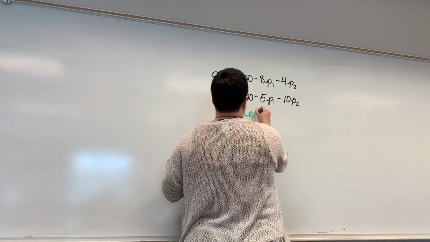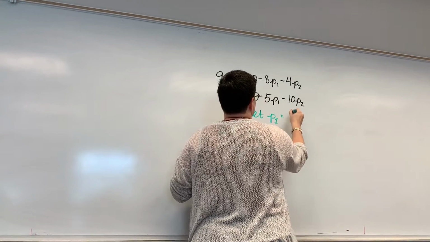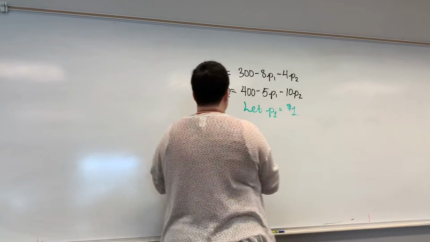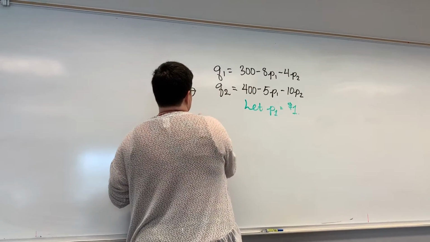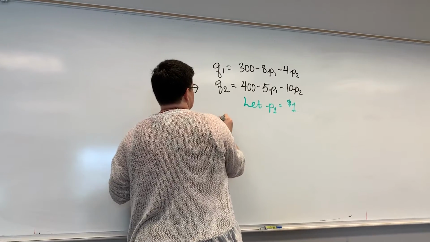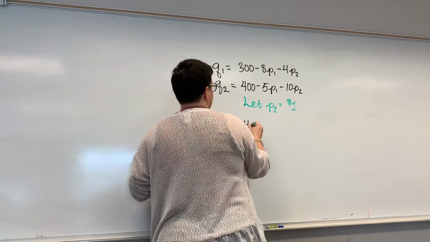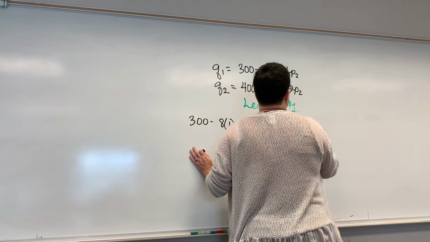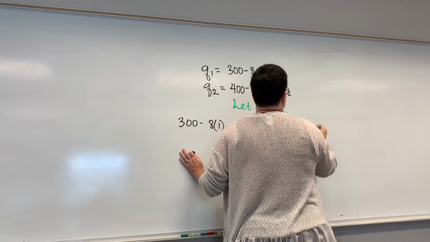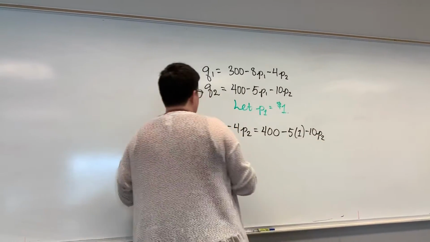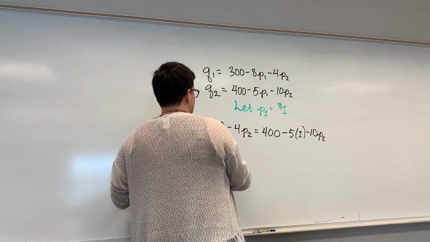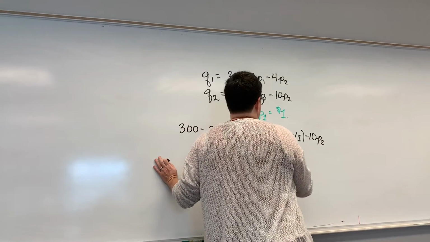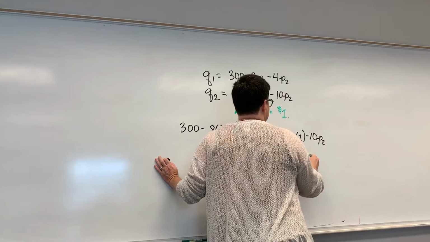Let P1 equal $1. So now we're going to plug in $1 for P1 and set all this equal. So 300 minus 8 times 1 minus 4P2 equals 400 minus 5 times 1 minus 10P2. And so 300 minus 8 minus 4P2 equals 400 minus 5 minus 10P2.